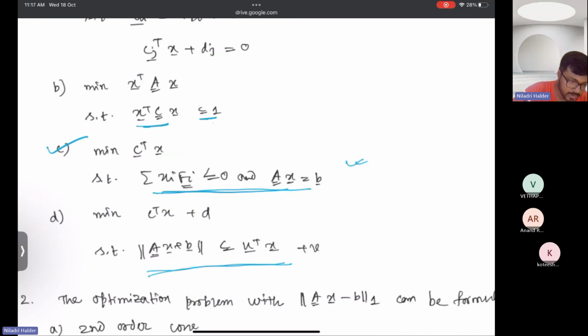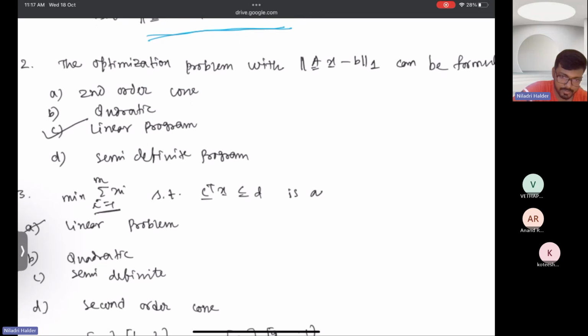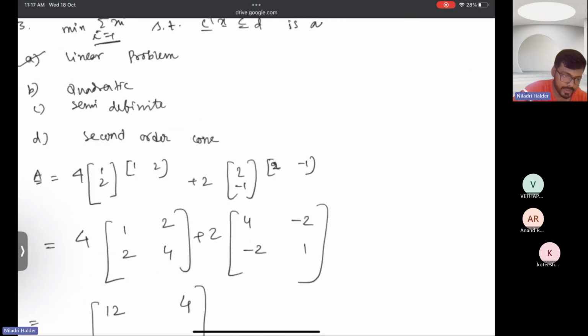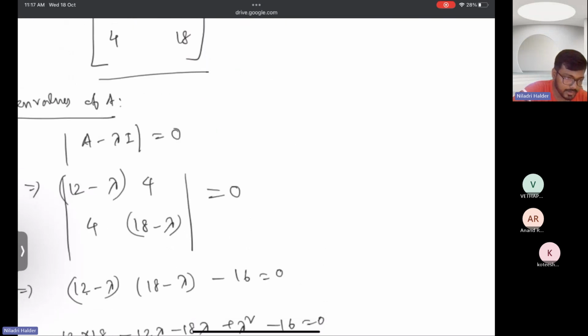So this third option is correct, and the optimal problem can be formulated as a linear program problem, and this is also a linear program problem.